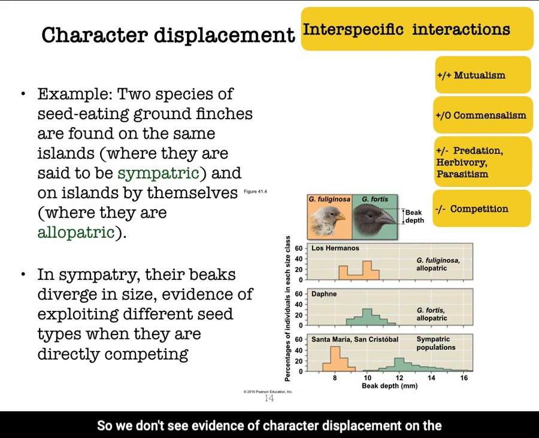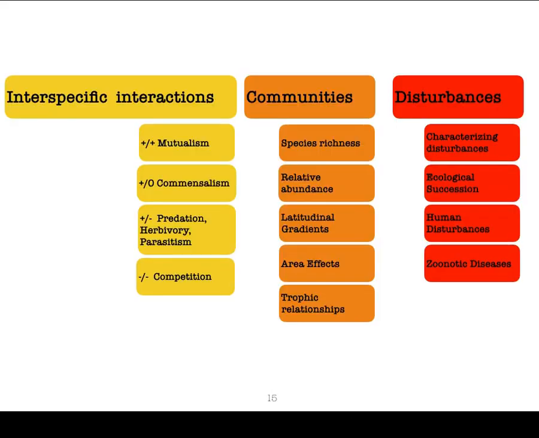evidence of character displacement. On the other hand, where these 2 species are found together on the same island, so in sympatry, on Santa Maria and San Cristobal, you can see that the distribution of Fuliginosa beak depths are slightly smaller than on Los Hermanos, and the beak depths of Fortis are larger than those measured on Daphne. So these data demonstrate that there is little to no overlap of the beak depths when the two populations are sympatric. This is an example of character displacement.